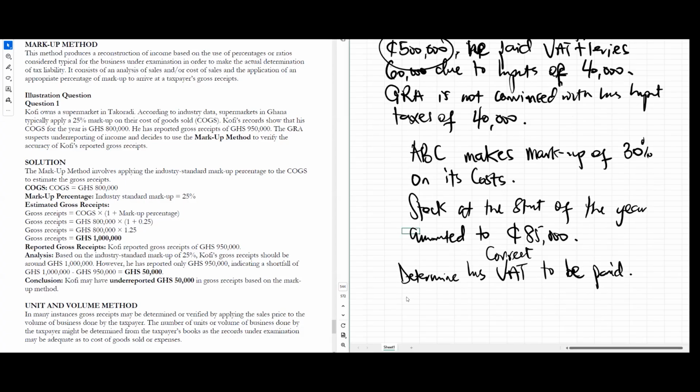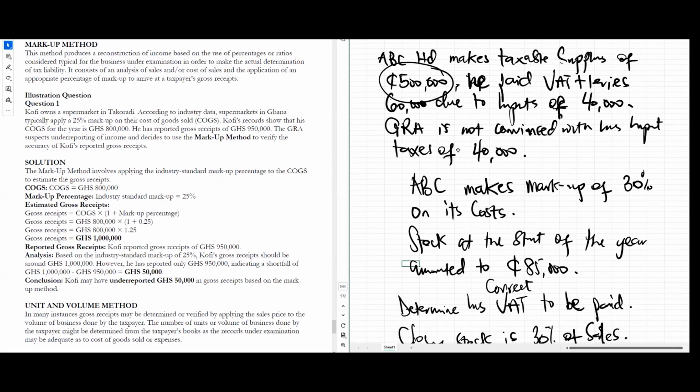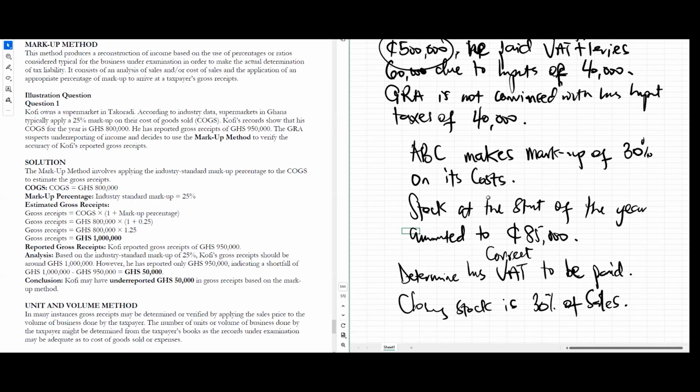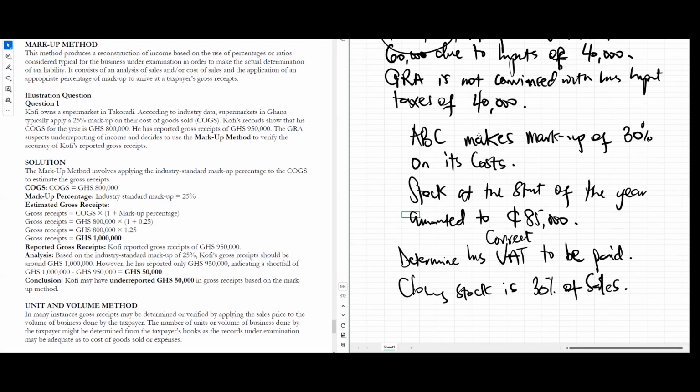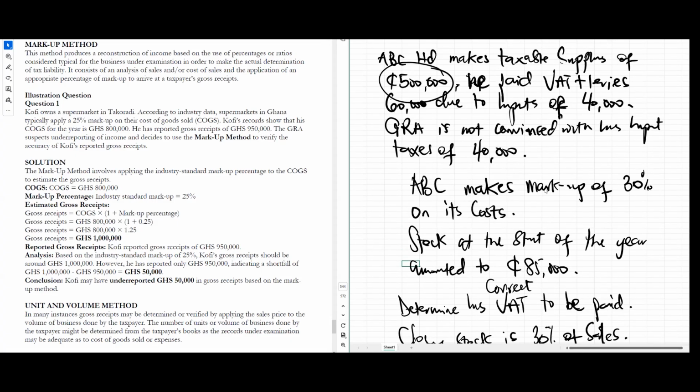So let's say that the business's closing stock is 30% of sales. This is what we have, and they are telling us that GRA is not convinced with the input taxes of 40,000. He makes a markup of 30% on its cost. Are you getting it? Let's just make it a margin. It doesn't matter. Margin or markup, we can still do it.